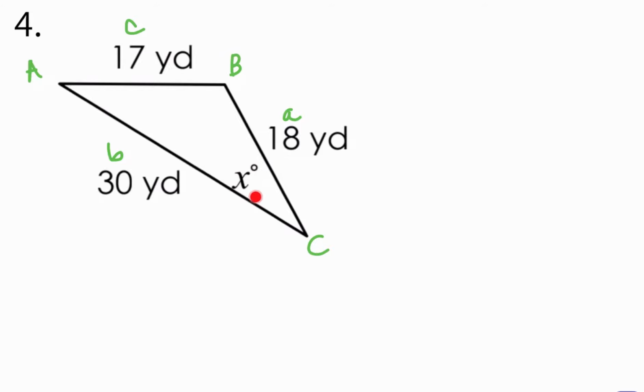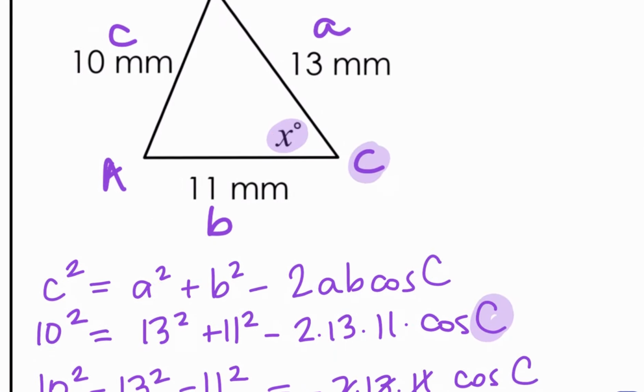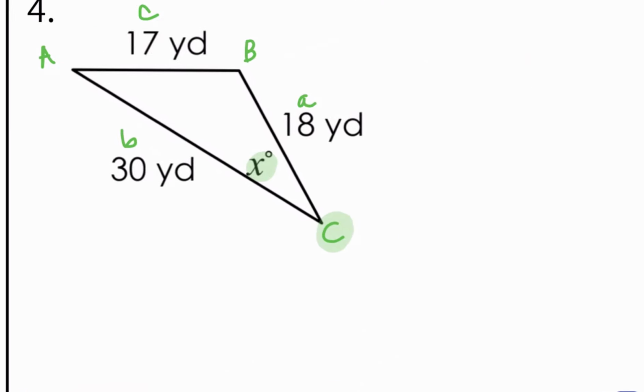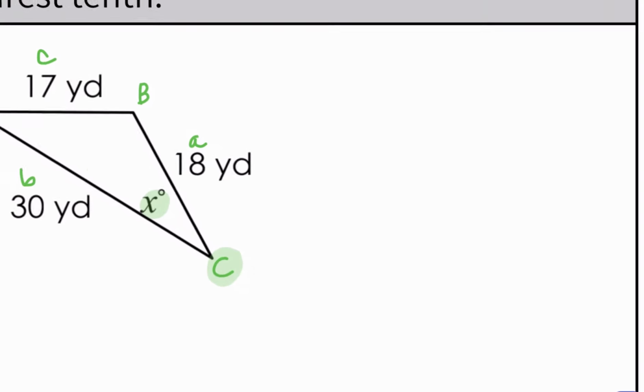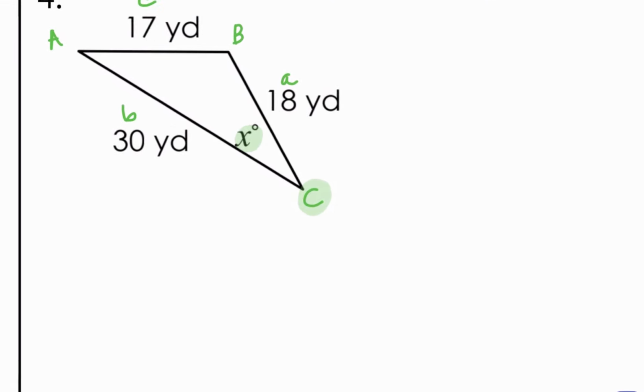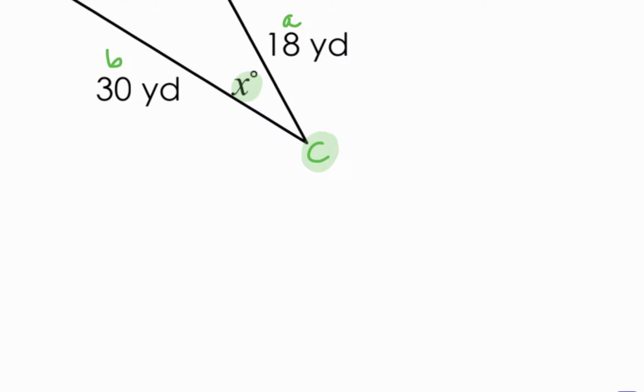So we want to solve for this x that's right here, which just so happens, the way I labeled my triangle, to be angle C all over again. That was a coincidence. I didn't mean for that to happen. But that just means I'm going to use the same formula from over here. So let's rewrite that. So little c squared is a squared plus b squared minus 2ab cosine of capital C.